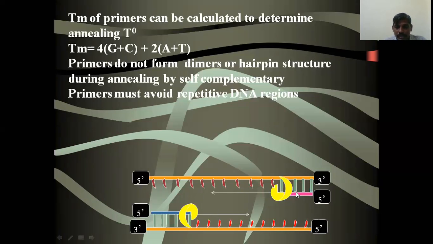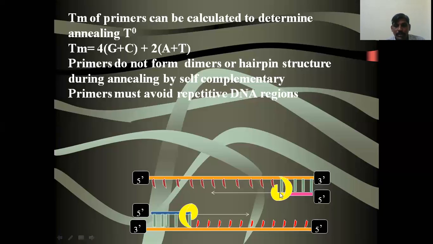After completion of the annealing process, here is a DNA polymerase enzyme. This DNA polymerase binds and initiates the extension process. In this way, the DNA strand is always synthesized in the 5' to 3' direction only. This is the 5' to 3' direction, and here also 5' to 3' direction. So these are the two primers, and these primers annealed to the single stranded DNA molecule.